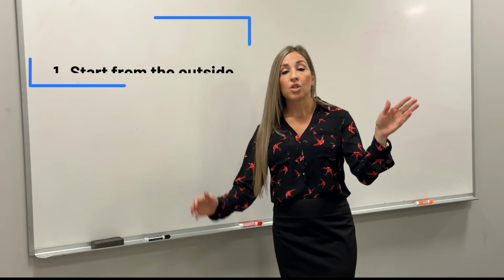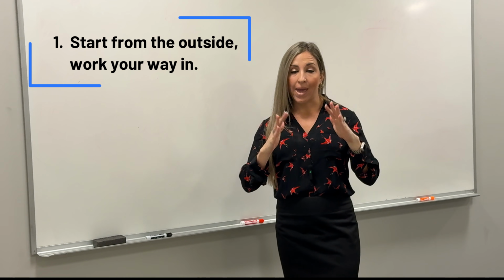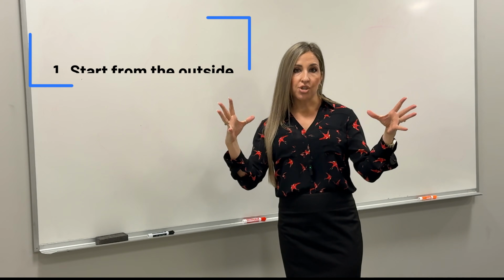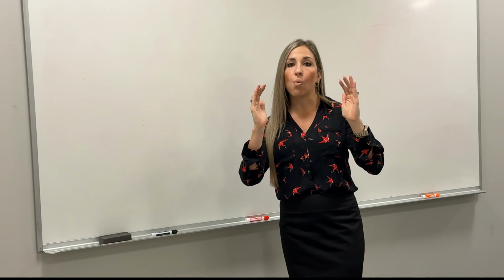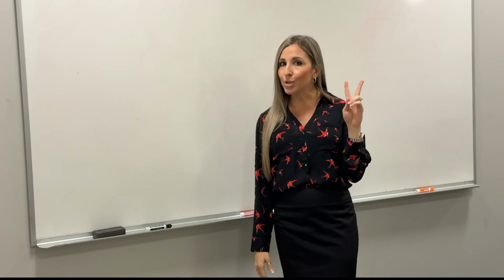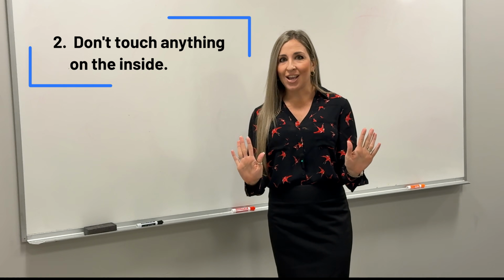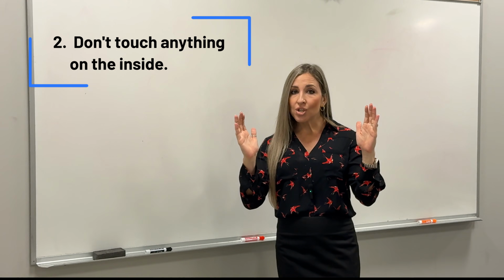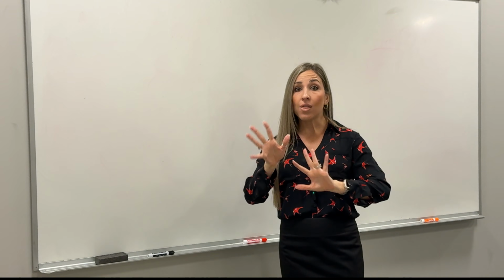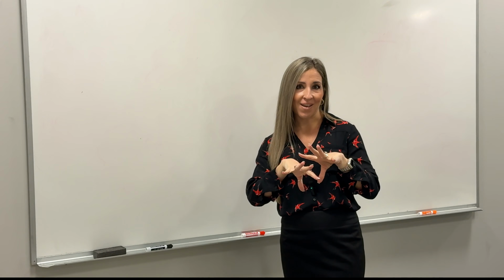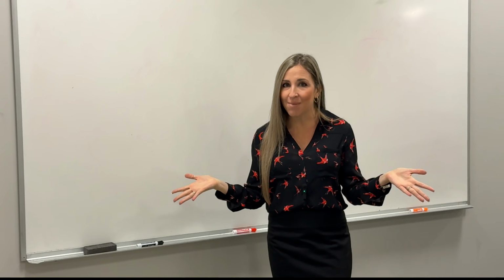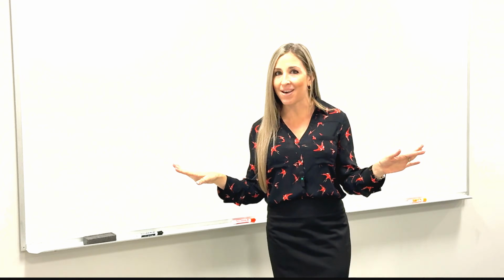Number one, start from the outside, work your way in. Meaning you start differentiating the outermost function in the composition and then continue one layer at a time. And number two, don't touch anything on the inside. So whatever function you're differentiating, don't mess with or change any of the variables or functions that are sitting inside of it. Okay, so now let's work through some examples so you can see exactly what I'm talking about.